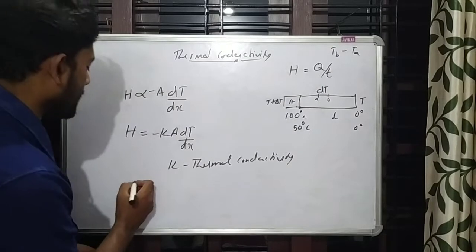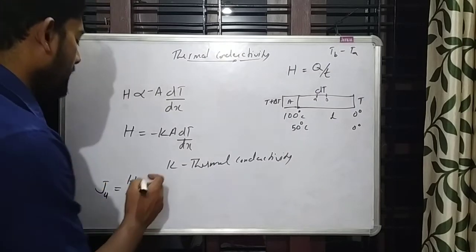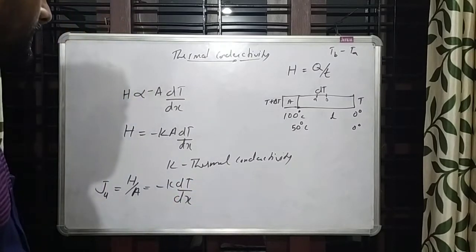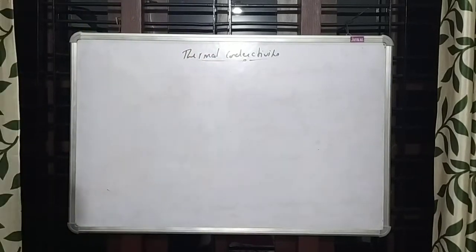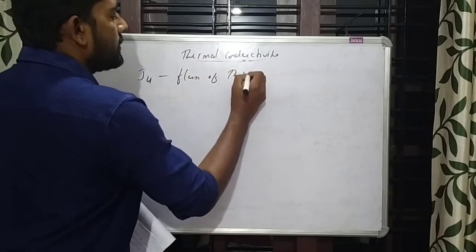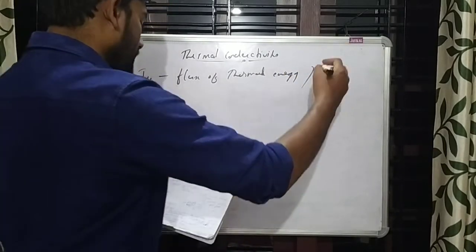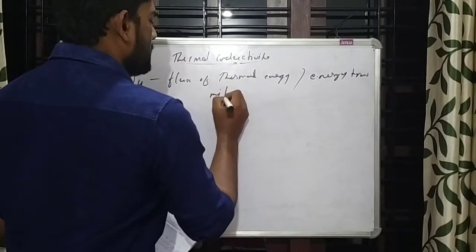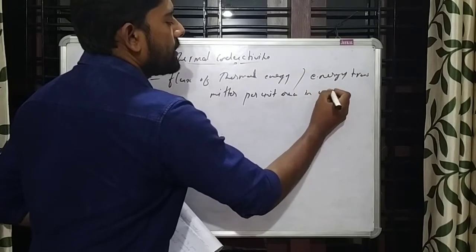The heat per unit area is known as the heat flux, Ju, and that is equal to minus K into dT over dx. Let me put this as equation 1, where Ju is the flux of thermal energy, or energy transmitted per unit area in unit time.